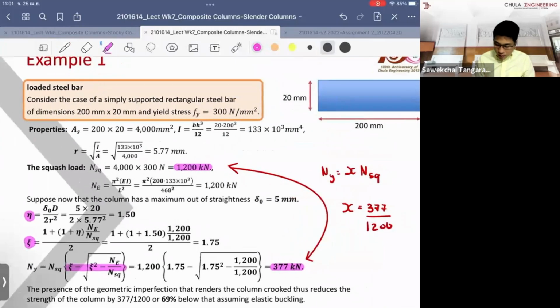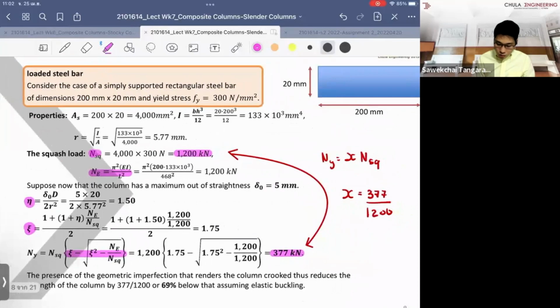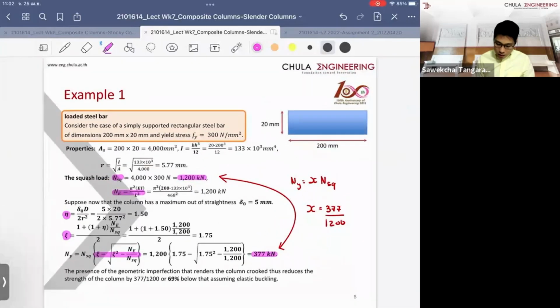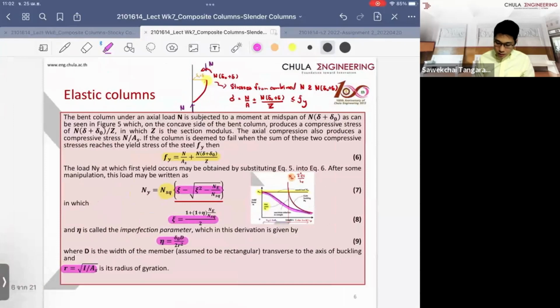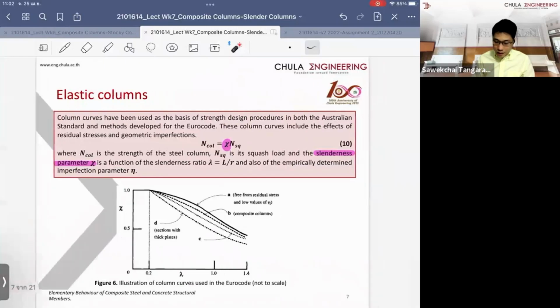This is the buckling capacity, the Euler buckling, and this is the squash load. You just follow these formulations, and you will have the elastic buckling capacity at the first yield. We don't use it in the code, but this just explains how they can approximate the secondary effects or the buckling capacity.